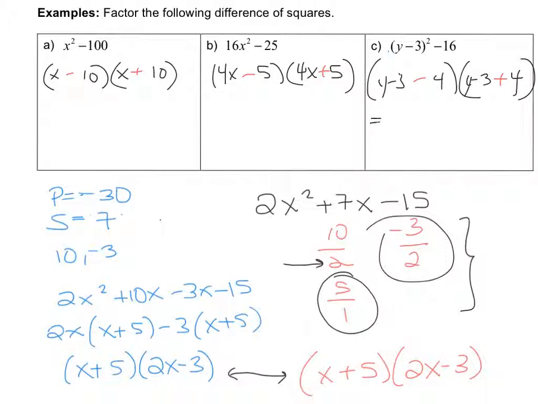Well, I just grouped some terms here. So I got y minus 3 minus 4, so that's y minus 7. And I've got y minus 3 plus 4, so that's y plus 1. Admittedly, this one is a little bit cheeky that way, but it's still pretty straightforward.